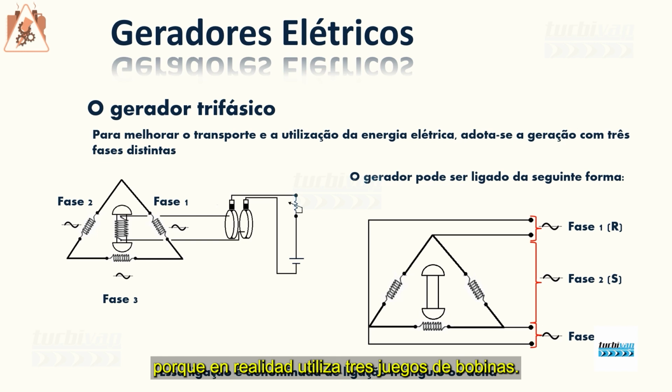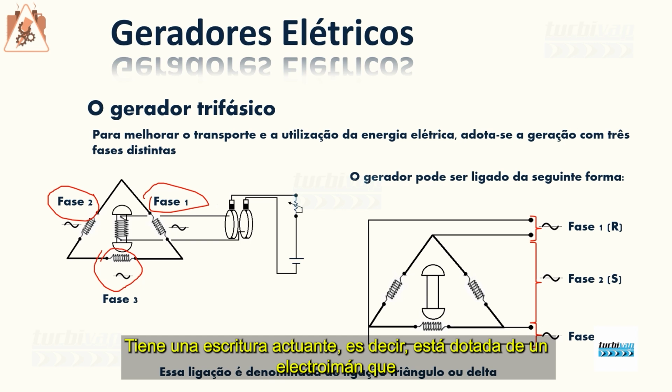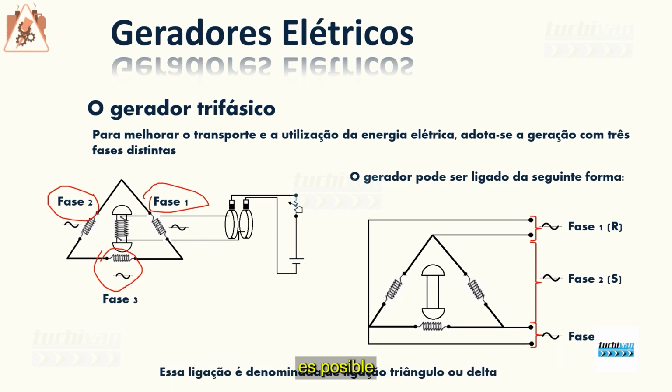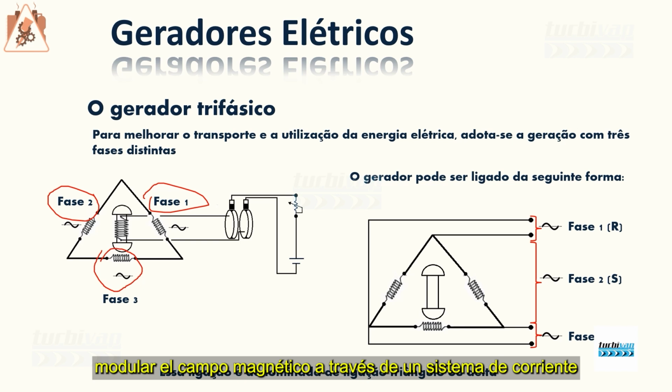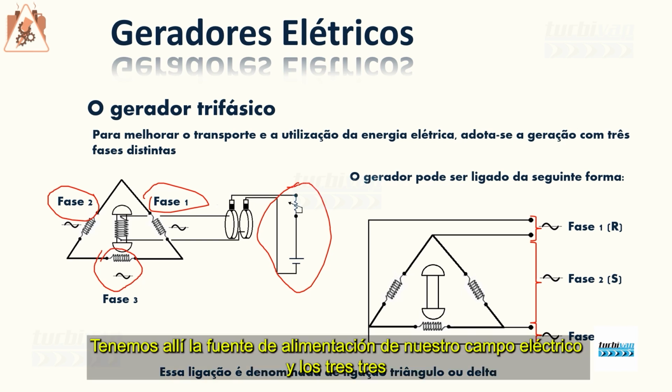This set of coils is phase 2. This other set is phase 3 coils. This set of coils is our generator. As we already know, it has an excitation system, that is, it is equipped with an electromagnet where it is possible to modulate the magnetic field through a continuous current system. We have there the power supply of our electric field and the 3 coil sets providing 3 phases in our generator. So the generator can also be connected in another way.